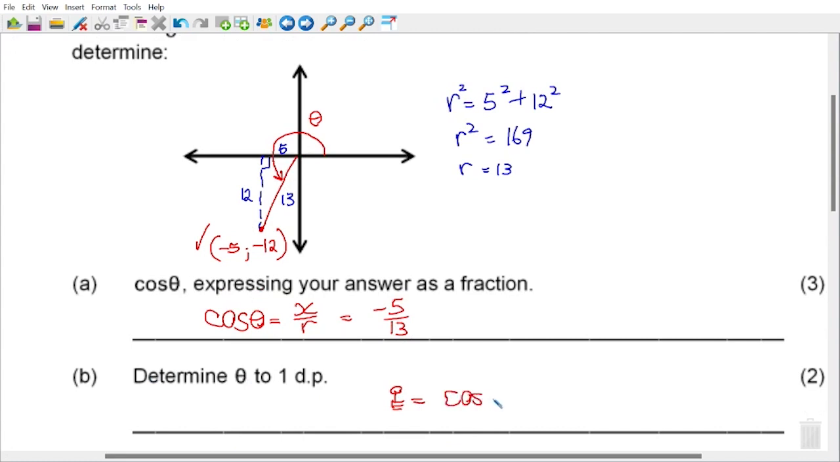I'm going to undo cos, but I'm not going to put in the negative. I'm going to undo cos of 5 over 13, or I could undo tan of 12 over 5 as provided in the question. And I want to show you that both of those are going to give the same value. So let's have a look.